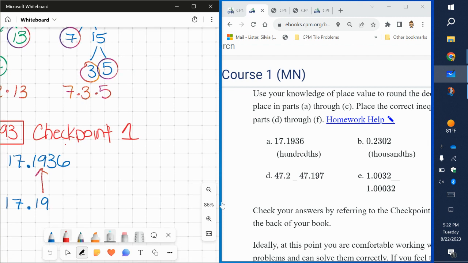Let's do letter B. 0.2302. Thousandths. The thousandths place is the 3rd place. So let's look next to it. If it's less than 5, the given value remains the same. It does not round up, so it stays a 0. And I'm going to write it so they know that I rounded.